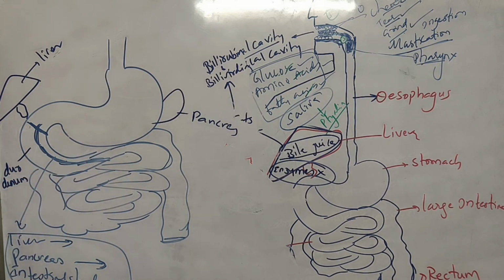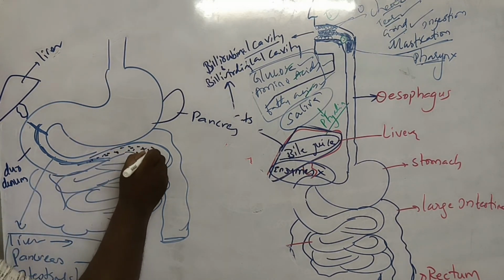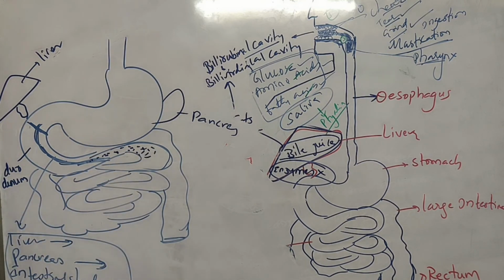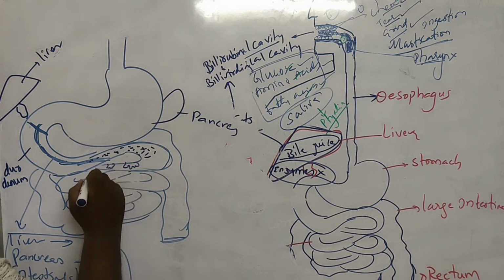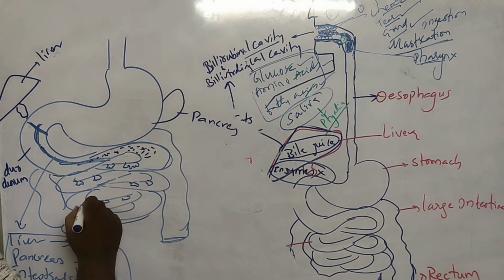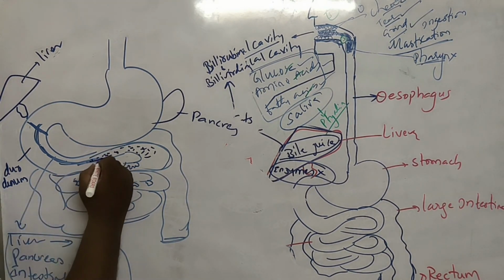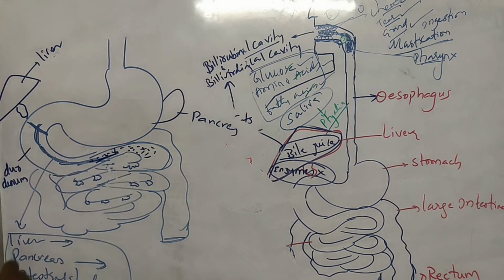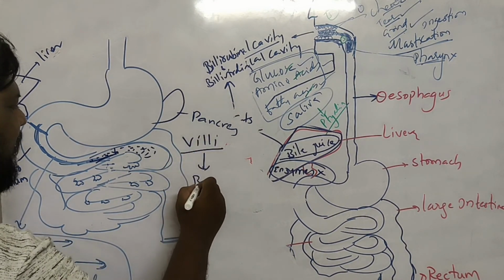So basically the food will keep on digesting here in the small intestine, and the small intestine has finger-like projections which are called villi. I'm drawing some finger-like projections called villi here. When the food travels like this, the villi will absorb the food materials which are completely digested, and then it is sent into the blood.